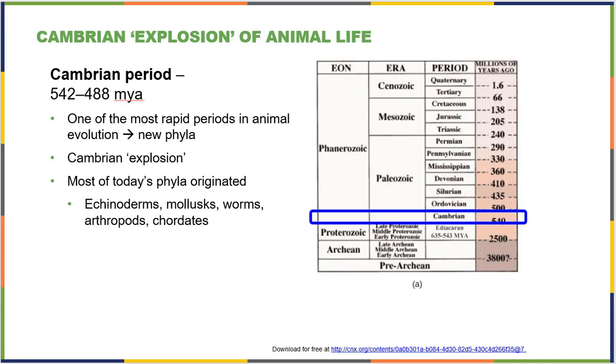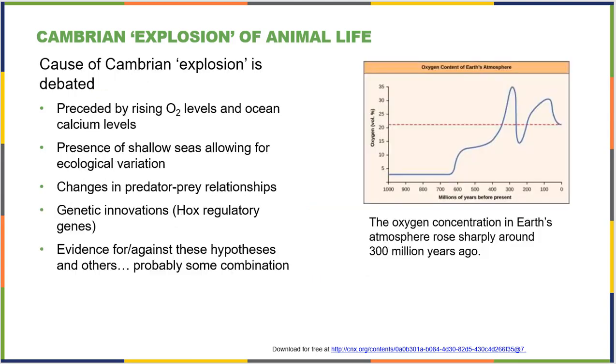We had a really great expansion of phyla. Most of today's phyla would have evolved during what scientists refer to as the Cambrian period. So in those 542 to 488 million years ago, you saw a big explosion, is what they refer to it as, because we went from having basically one animal type to having thousands.